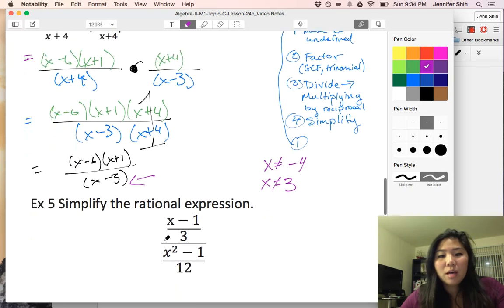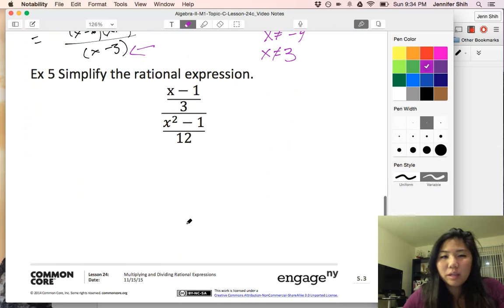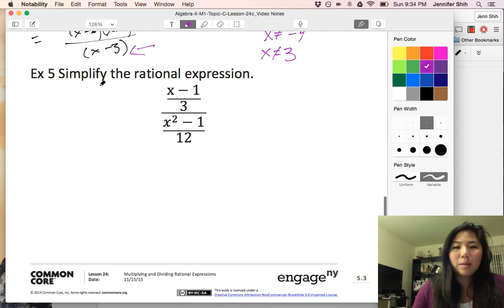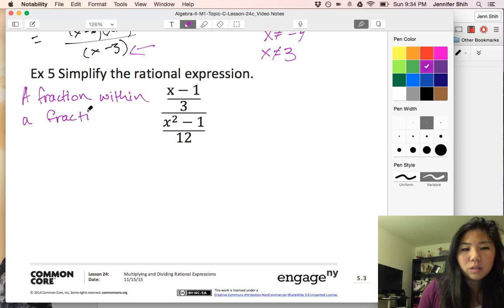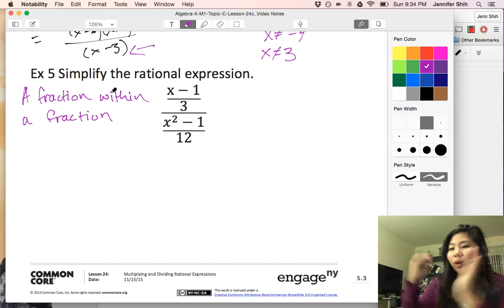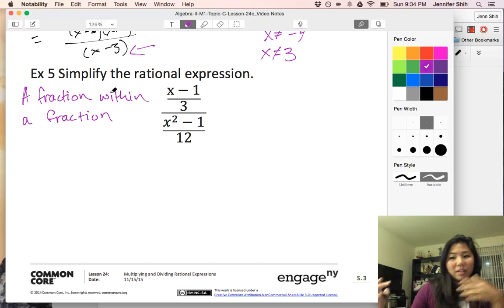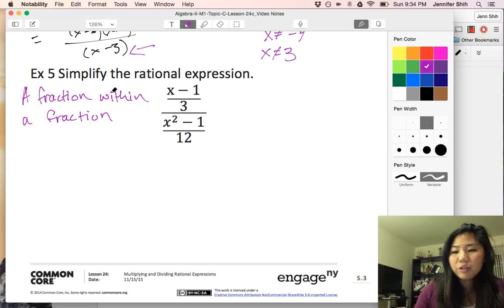Okay. Let's move on to our last example. It is a great example. It looks kind of weird, but I want you to know that a fraction within a fraction is called, and here's where your vocabulary words come in. If you're writing that on one side of your paper, your main idea is vocabulary words. However your system is to keep track of vocabulary words, this is called a complex fraction. Complex fraction.